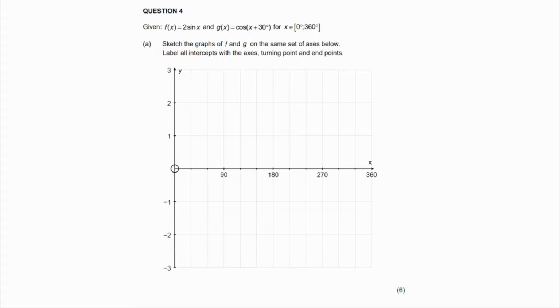Okay, moving along, question 4. We're given two functions. Here's our first function, here's our second function, and we're plotting for 0 to 360, as you can see over here. So we need to sketch both of the graphs on the same set of axes below. We need to label intercepts with the axes, turning points, and endpoints. You could kind of memorize that this is just a normal sine graph with an amplitude of 2, and this is just a cos graph shifted 30 degrees to the left. Or, right, we can use the calculator.